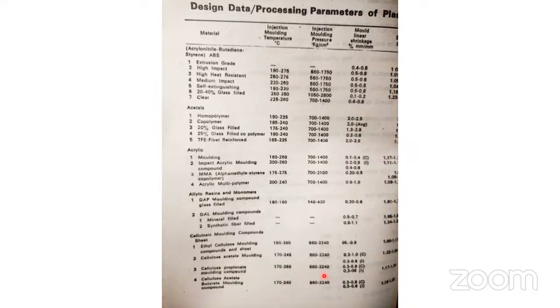Cellulose: there are cellulose acetate, cellulose butyrate. If you see the comb which we are using for hair, that comb is made from the cellulose material. Cellulose acetate: there are some parts which are also made up from the cellulose components.